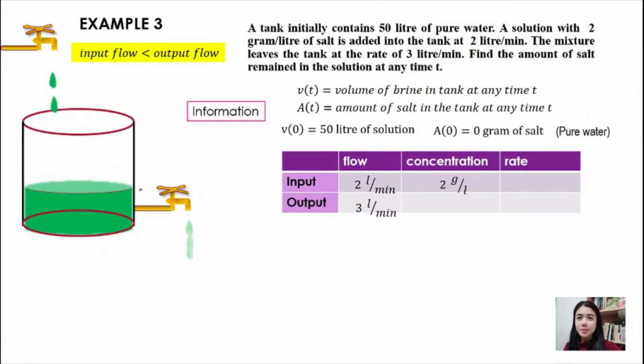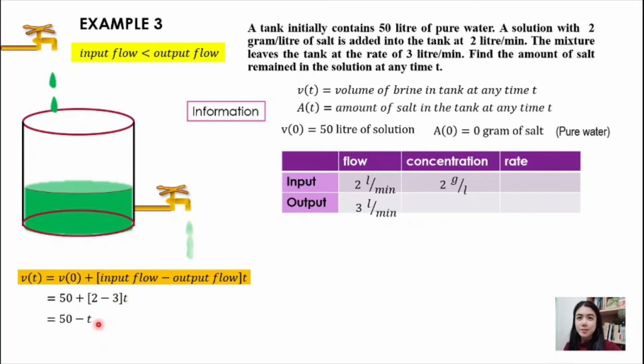So when the volume of the solution in the tank decreases, what happens to V(t)? We're going to get V(t) using this formula. You can obtain your V(t) by using this formula. Your V0 is equal to 50 liters, plus your input flow that is 2, minus your output flow that is 3, multiplied with the time. Then you will have your V(t).